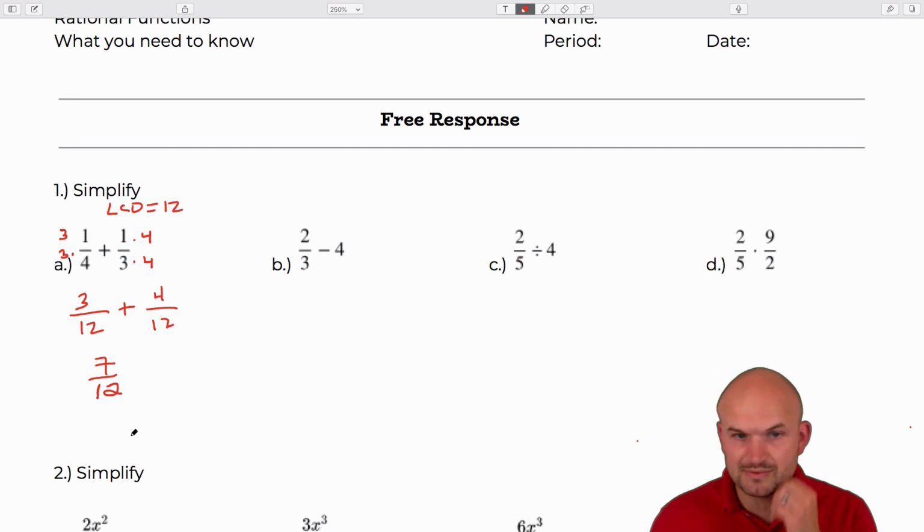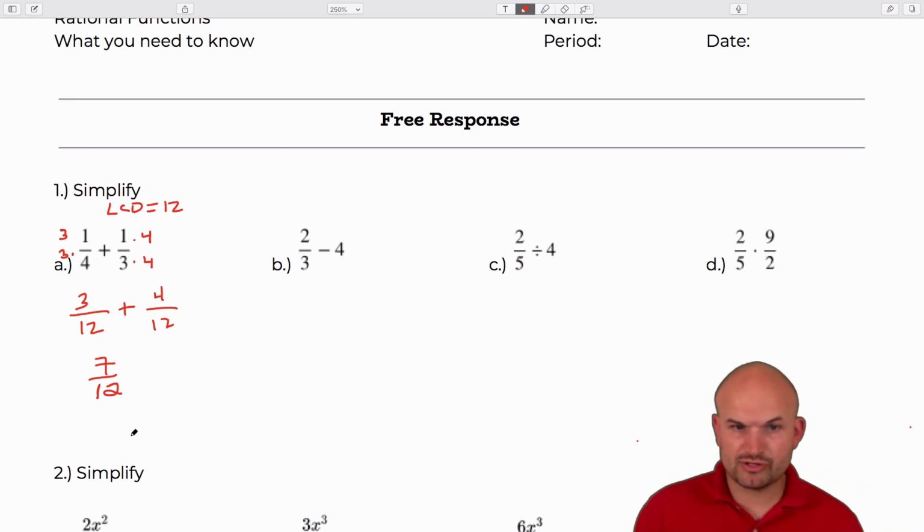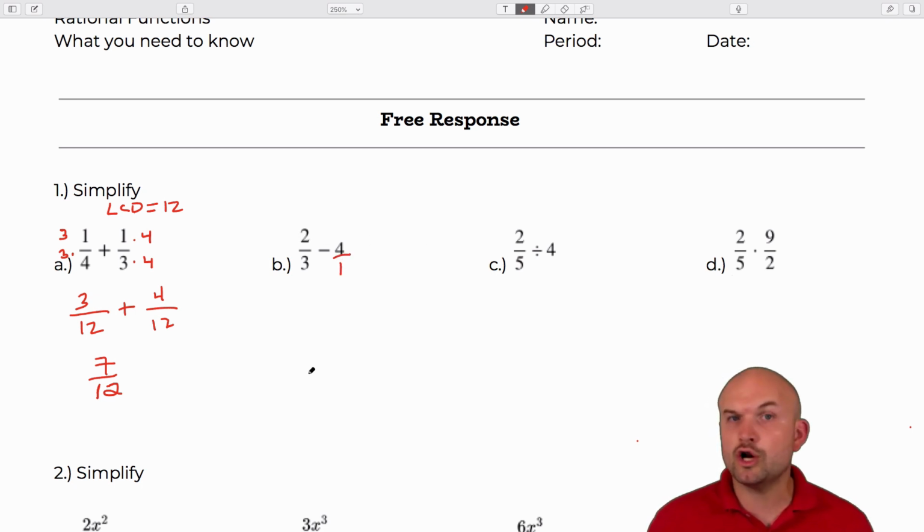Let's move on to the next one. Now, the next one sometimes gets a lot of people tripped up because we see a fraction, and then we have an integer. So just remember when you're applying fraction operations, we can always write an integer as a fraction by putting it over 1. So now we have 2/3 minus 4 over 1. Our LCD in this case could be the product, but it's also just going to be 3, because 3 and 1 both divide into 3. So I don't need to do anything to this left side.